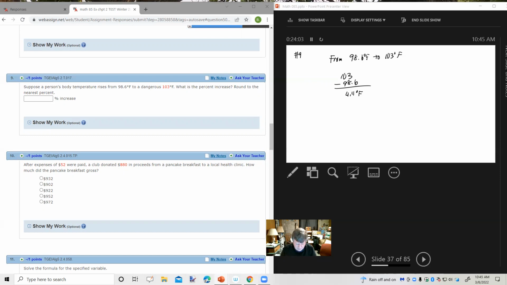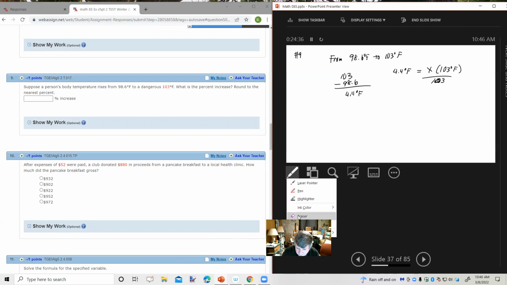What is the percent increase? So 4.4 degrees Fahrenheit equals what percent of 103 degrees Fahrenheit? Does that make sense? Yes. Okay, so I'm going to divide both sides. It shouldn't be a decimal point there. And I hate having to use the eraser because it takes so long. I'll do it anyway. Okay, there it is.